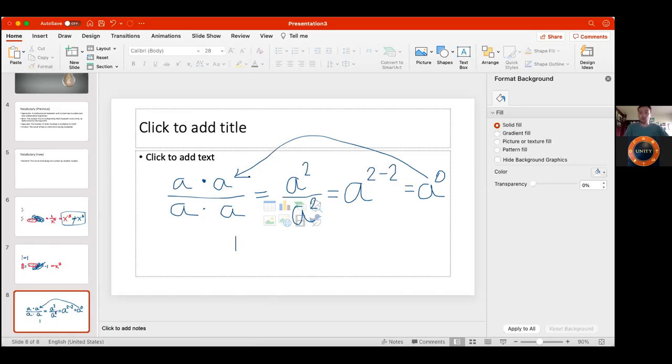But if you want to use the quotient rule to make sure and just be safe, then this is what you would do. You know that a times a equals a squared. So you know that the top and the bottom will both have a squared. You can use the quotient rule, 2 minus 2 equals 0, so a to the 0, and anything to the 0 power equals 1. I hope that helps for the card sort. Okay, awesome, glad it helps.